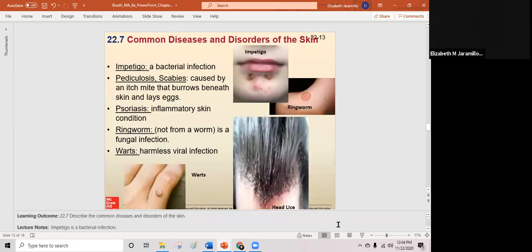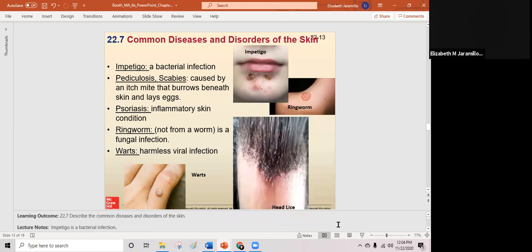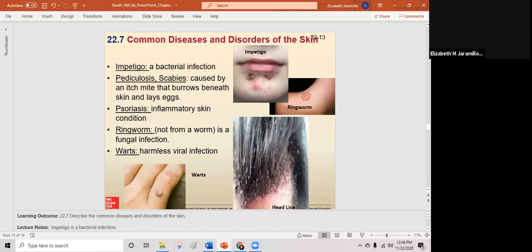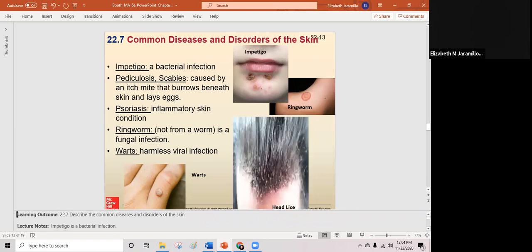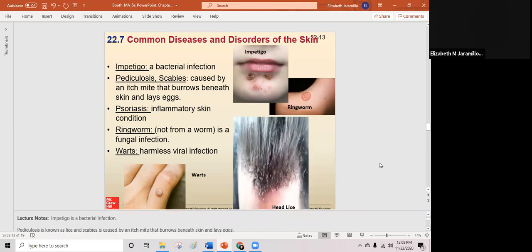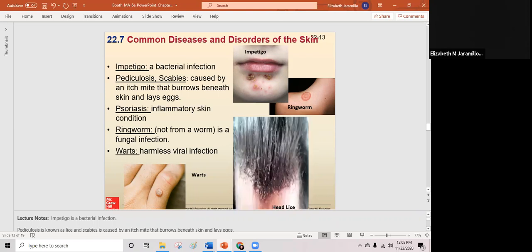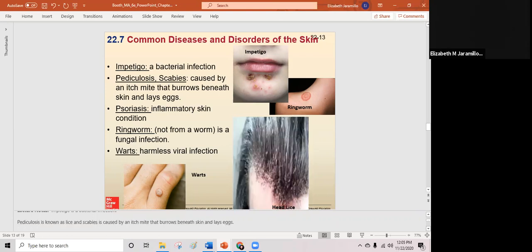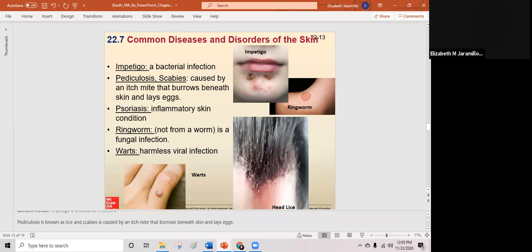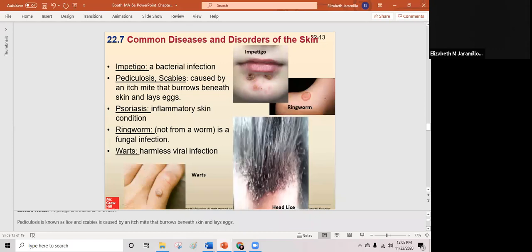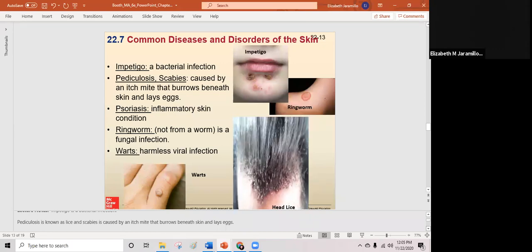So some more common diseases and disorders of the skin would be impetigo, and this is a bacterial infection, okay? And here's a picture of it up here on top. Okay, looks kind of icky. Pediculosis is also known as lice, and scabies is caused by an itch mite, okay? Kind of like a little parasite that burrows underneath the skin and lays eggs.